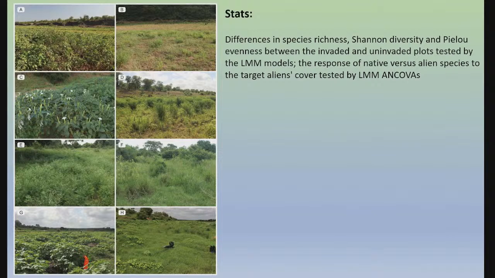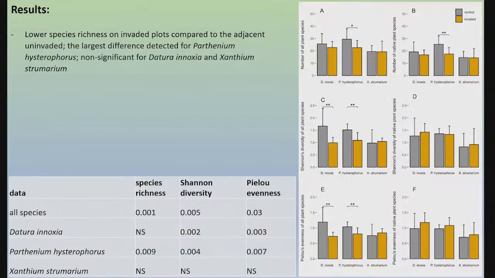We used generalized mixed effect models to test the differences between the invaded and uninvaded vegetation. We used mixed models to account for the spatial hierarchy of our sampling design. And we also used mixed effect model ANCOVAs to test the differences in the response of native species richness to the aliens' cover. We used native species richness, Shannon diversity, and Pielou evenness as the response variables for our analysis.